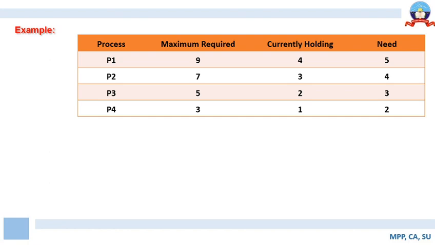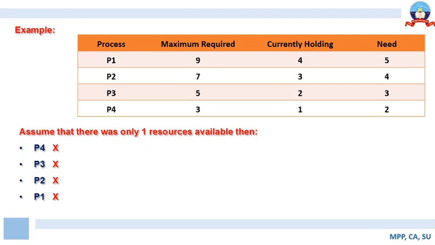Now let us consider another example. So here we have four processes again, P1, P2, P3, P4, with maximum requests. So maximum request is 9753. Current holding is 4321, and need we have determined is 5432. So here we have taken the same example as in the previous case. We have a set of maximum requirements, a set of current holdings, and we have the need determined.